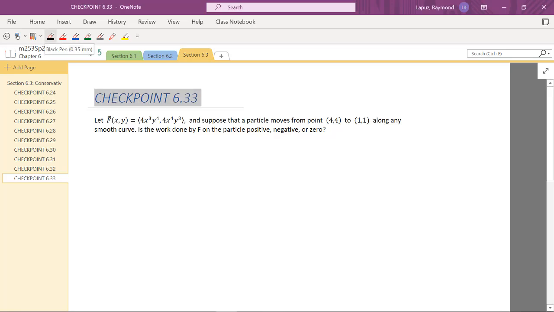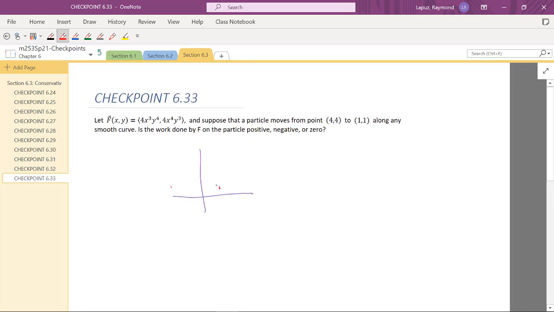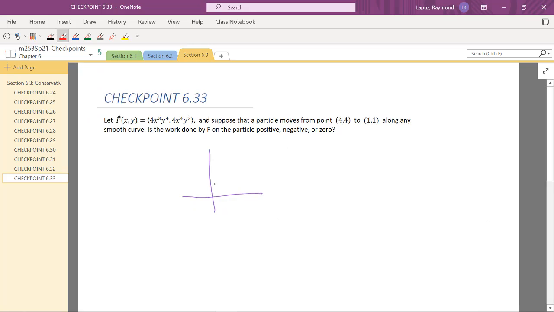Hello, let's do checkpoint 6.33. We have a vector field F and a particle that moves from (4, 4) to (1, 1). They want us to check to see if this line integral will be positive, negative, or 0.